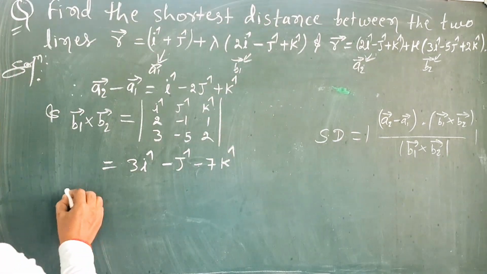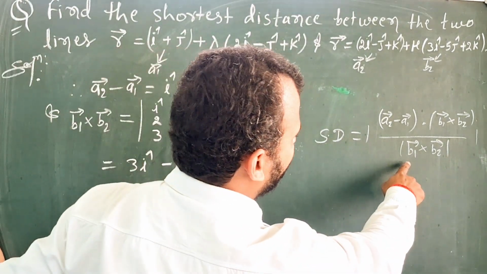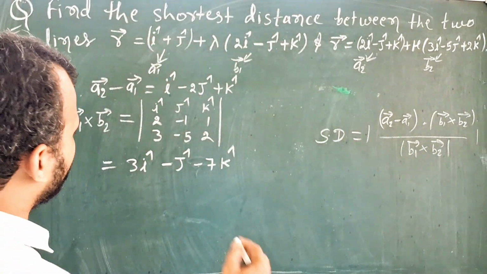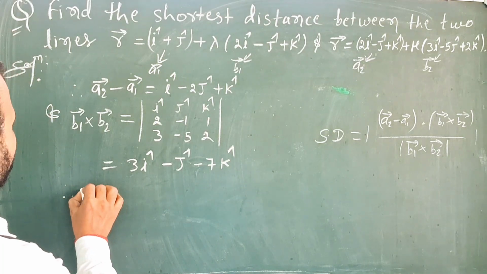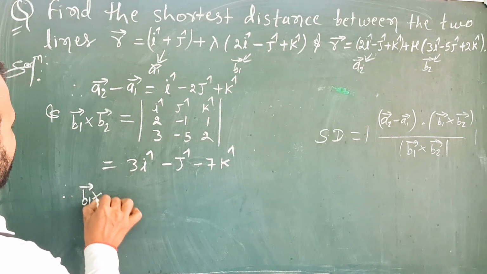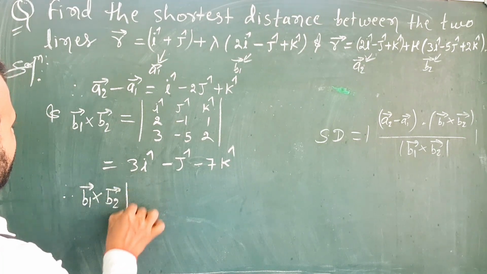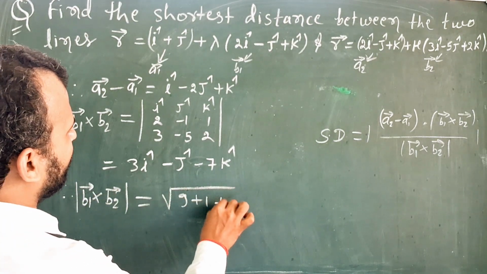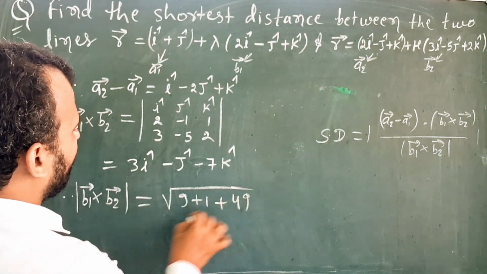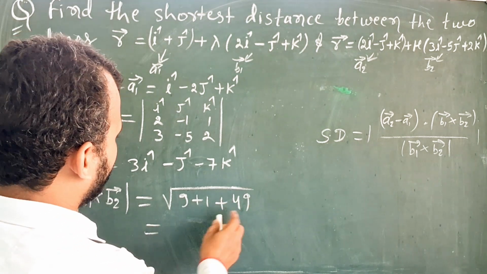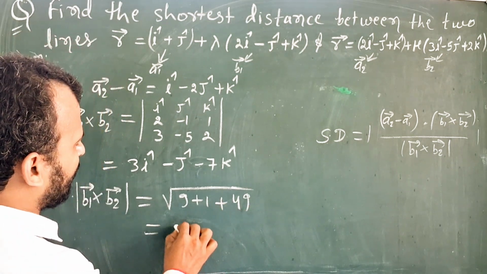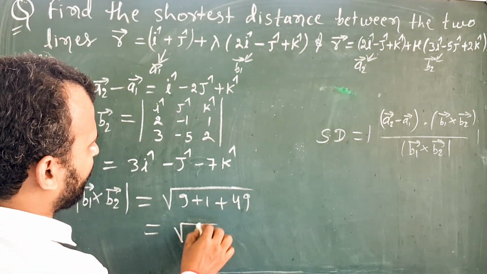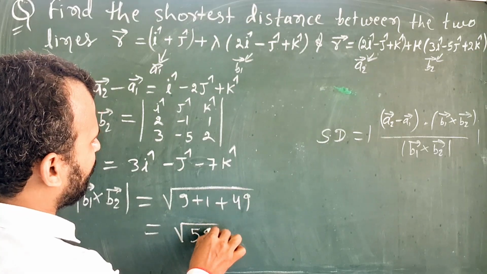Now we require the magnitude of b1 vector cross b2 vector. So we find the magnitude of b1 vector cross b2 vector, and we get 9 plus 1 plus 49, and this is 59. So the square root of 59.